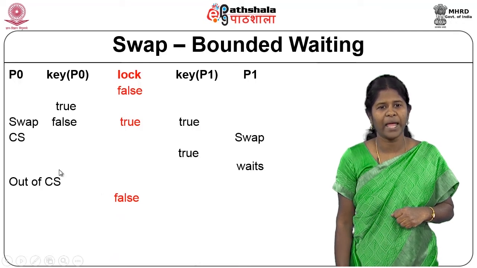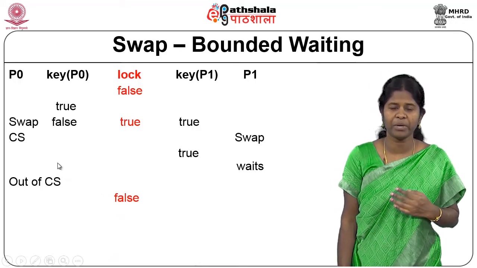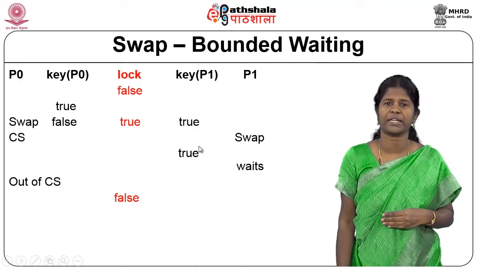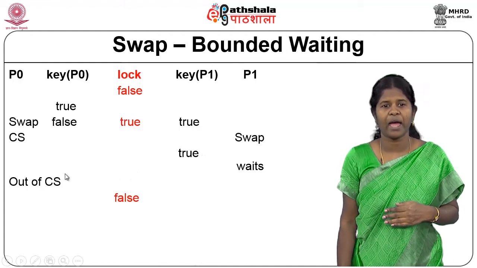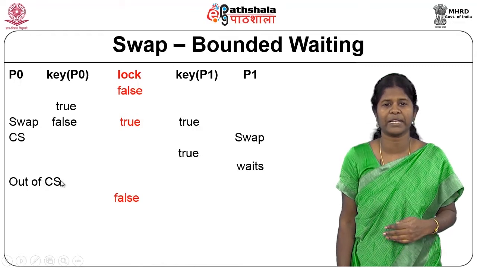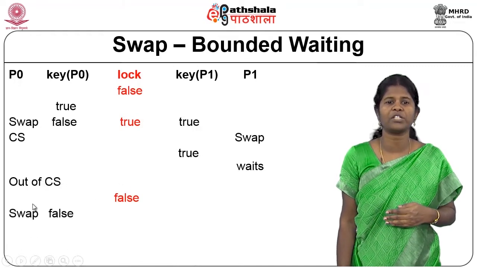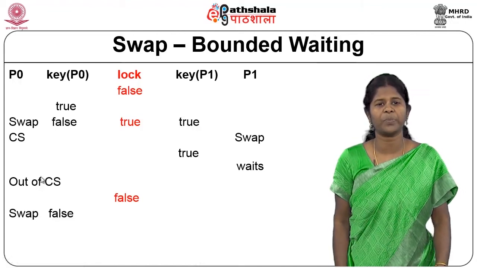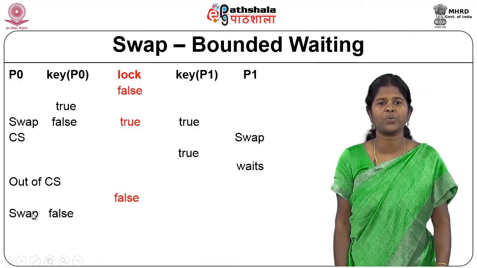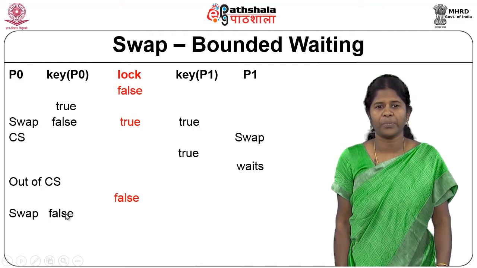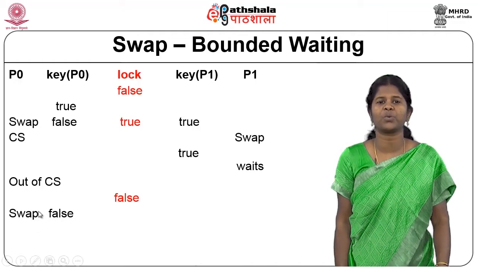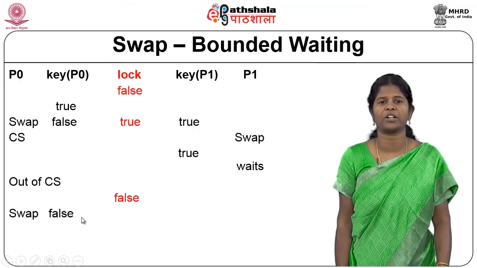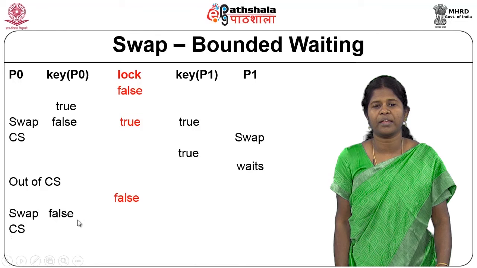And now say P naught wants to enter the critical section immediately, but there is another process P1 which had already requested to enter the critical section, but is still waiting. As soon as P naught comes out of the critical section and after making lock equal to false, P naught tries to enter the critical section again, it goes into the entry section. So, what does P naught do? P naught will again try to do a swap of key and lock, and since lock is false, key is also made false, and this process enters the critical section.